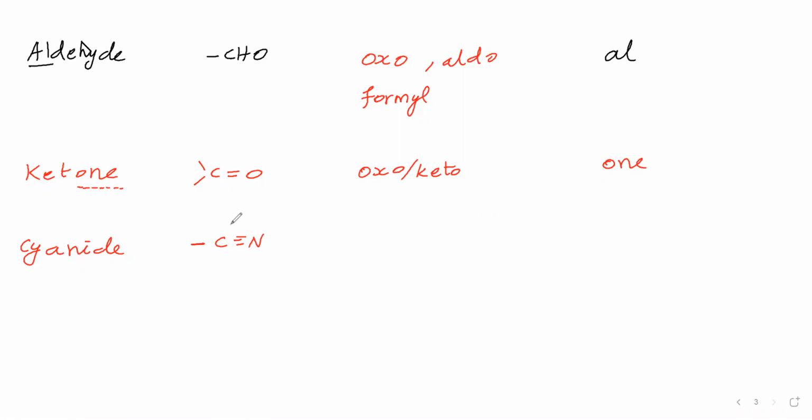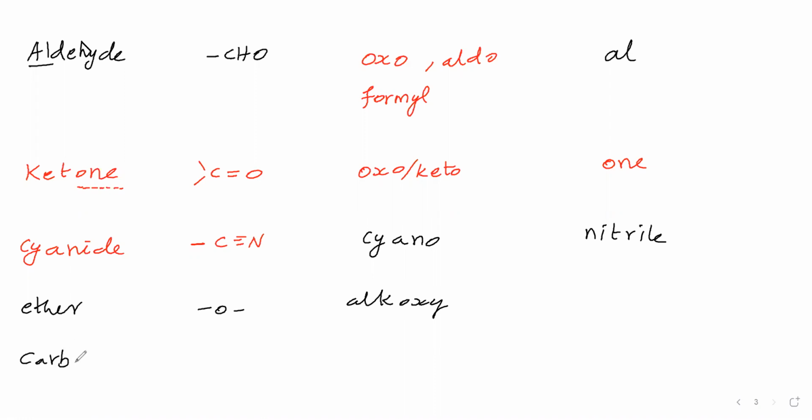Okay. So we have taken cyanide. Cyanide is CN. When it comes as a prefix, we have to say cyano. When it comes as secondary suffix, we say nitrile. Then we will take ether. Ether we can say single bond O single bond. This we will say as alkoxy. Next we will take carboxylic acid as the functional group.